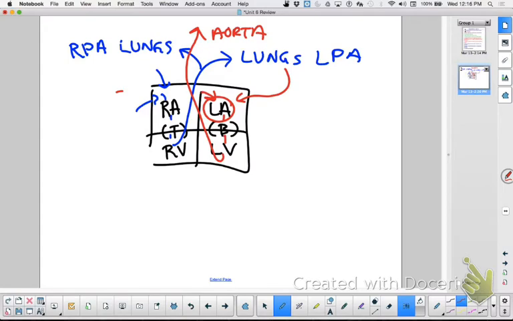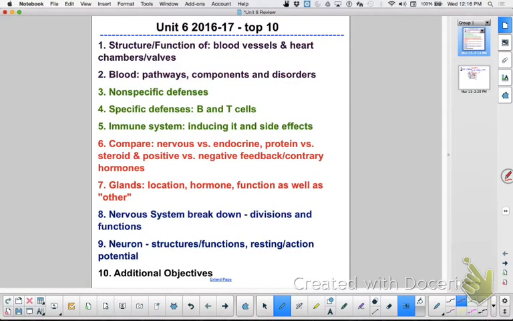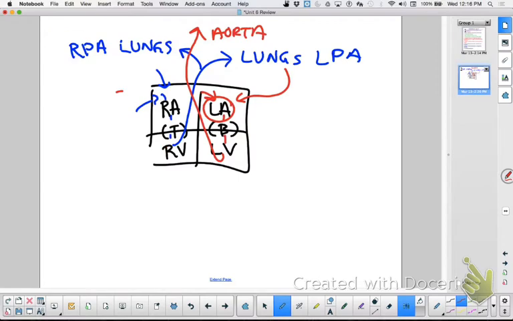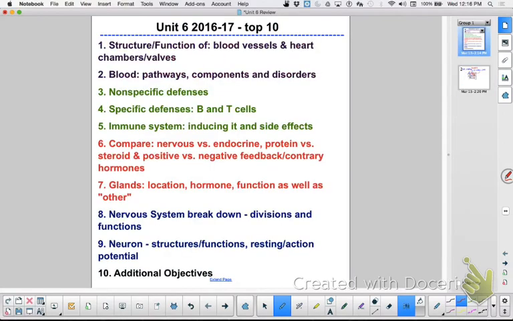All right. Coming back here. Oh, valves. There's only one valve I left off. What are the valves right here? Semilunar. Where else do you find valves? Arteries, veins, or capillaries? Veins, right? And that keeps blood going in one direction. Good.